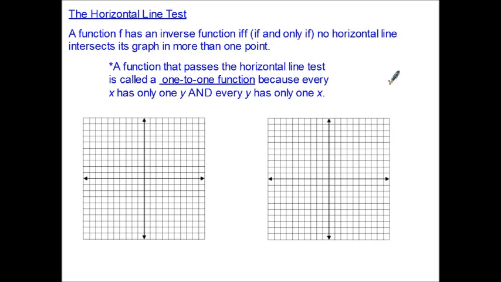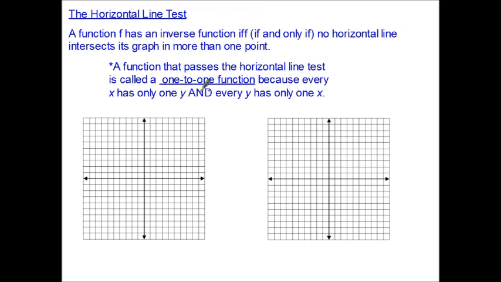Okay, now part of the reason for that inequality attached to that last function we were talking about is this thing called the horizontal line test. And, well, you might have remembered, hey, there's a vertical line test. Well, this is actually fairly related to it, but here we go. Okay, a function f has an inverse function, IFF, if and only if, I didn't misspell it, if and only if no horizontal line intersects the graph in more than one point.